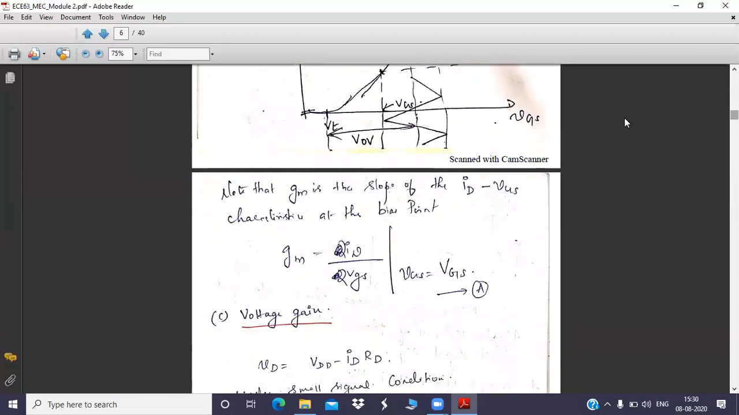So this is the slope equation. I told you, for any straight line, you can find the slope of that line. Slope is nothing but change in y-axis by change in x-axis. Change in y-axis is delta ID by delta VGS, or it can be called a partial derivative, dou ID divided by dou VGS, keeping VGS fixed, that is, the small-signal VGS at a particular voltage.